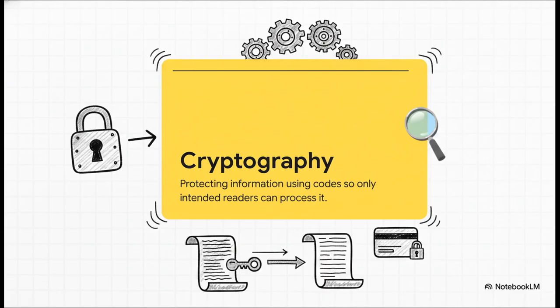By definition, it's a method of protecting information and communications using codes and mathematical algorithms. The whole goal is actually pretty simple. You want to scramble your original message, what we call the plain text, into a completely unreadable format called ciphertext. Only the intended recipient who holds the right mathematical key can turn that ciphertext back into plain text. It's essentially an invisible force field protecting your data privacy, your credit card transactions, the whole shebang.